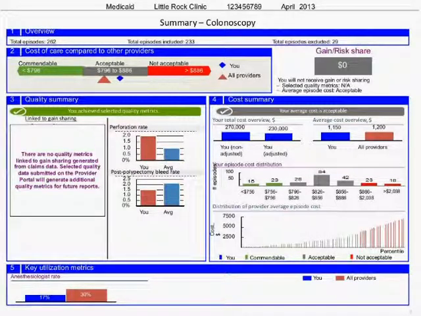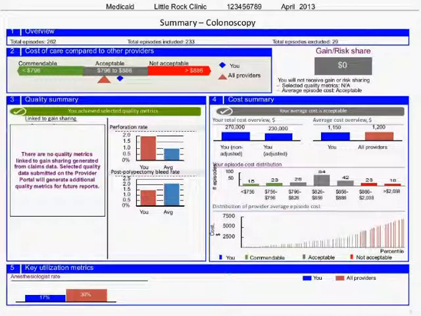The last graph of this section shows where the provider will fall in the distribution range of the provider average cost. The provider is shown with the blue line. Now, on this graph, it's kind of hard to see, but on your reports it will be a dark blue line. So I do apologize if it's hard to see on this graph.